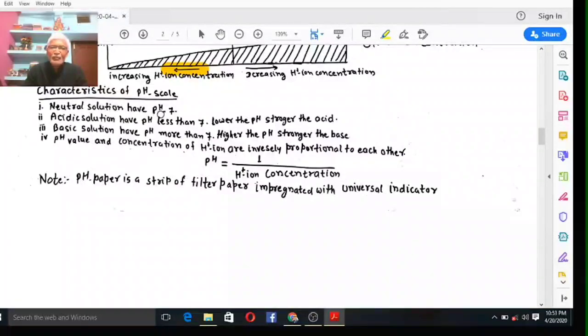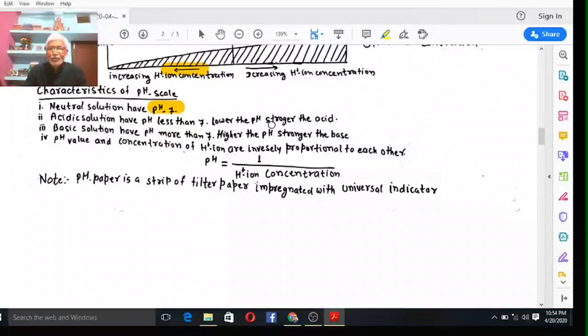A neutral solution has pH 7. If a solution has pH 7, it is considered neutral. An acidic solution has pH less than 7; the lower the pH, the stronger the acid. A basic solution has pH more than 7; the higher the pH, the stronger the base.